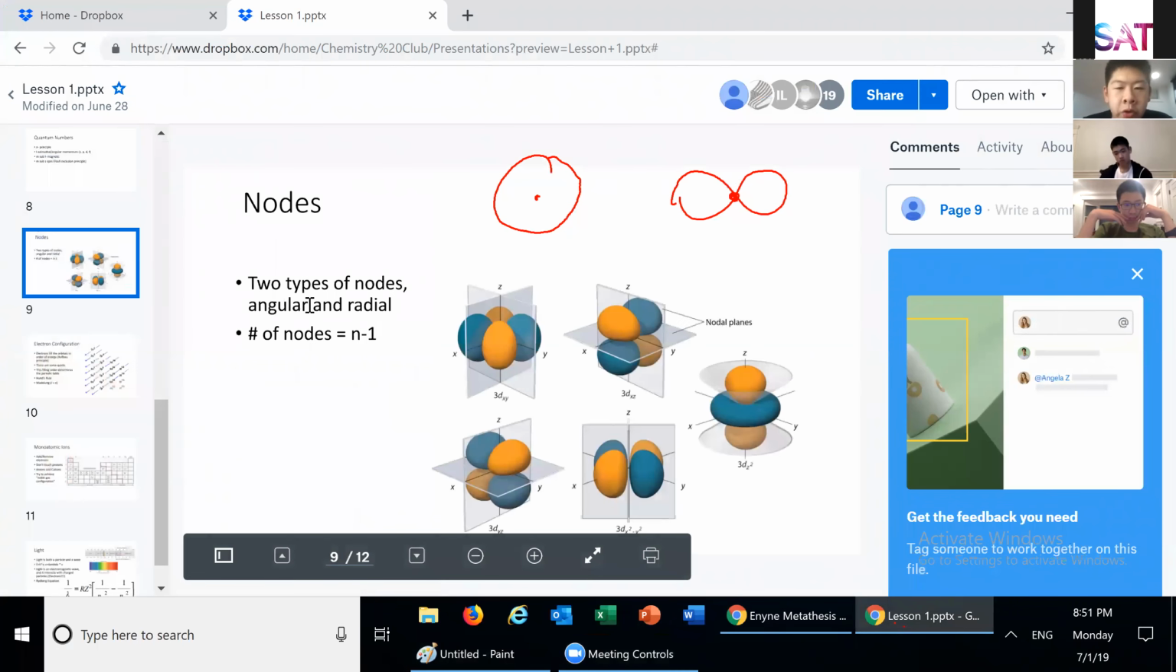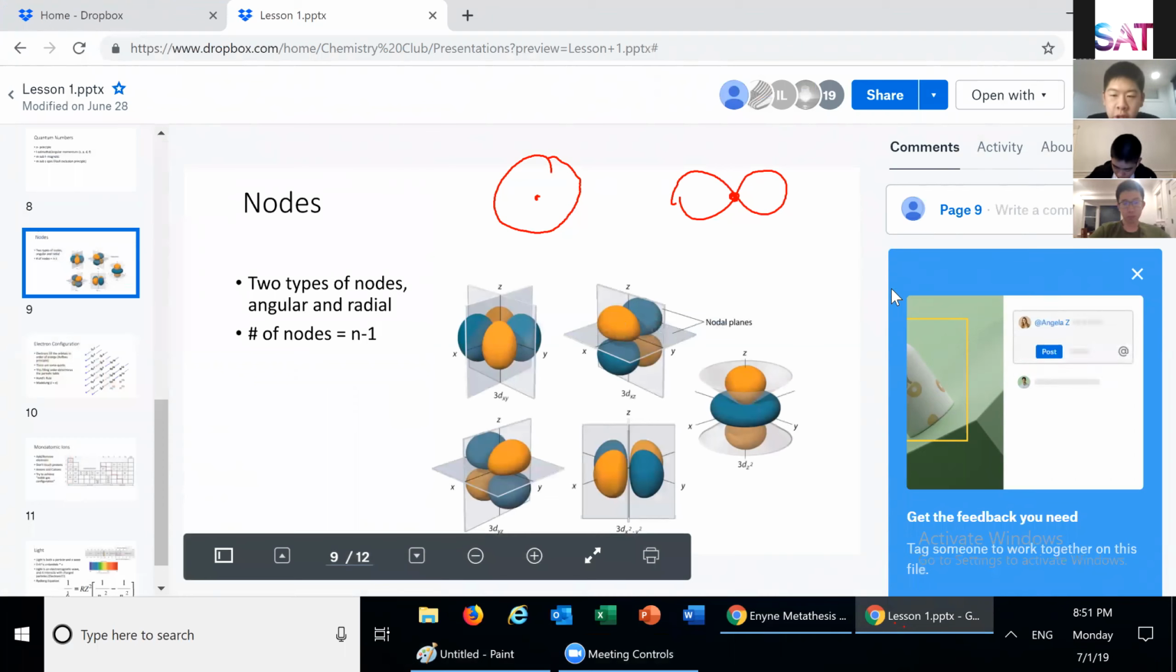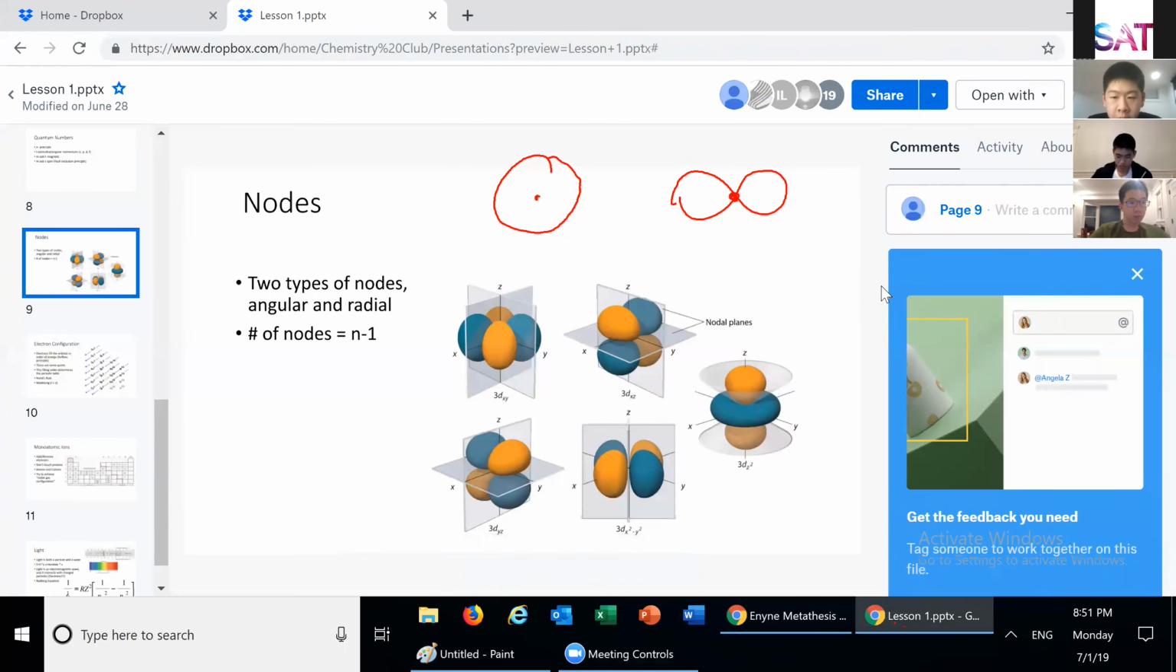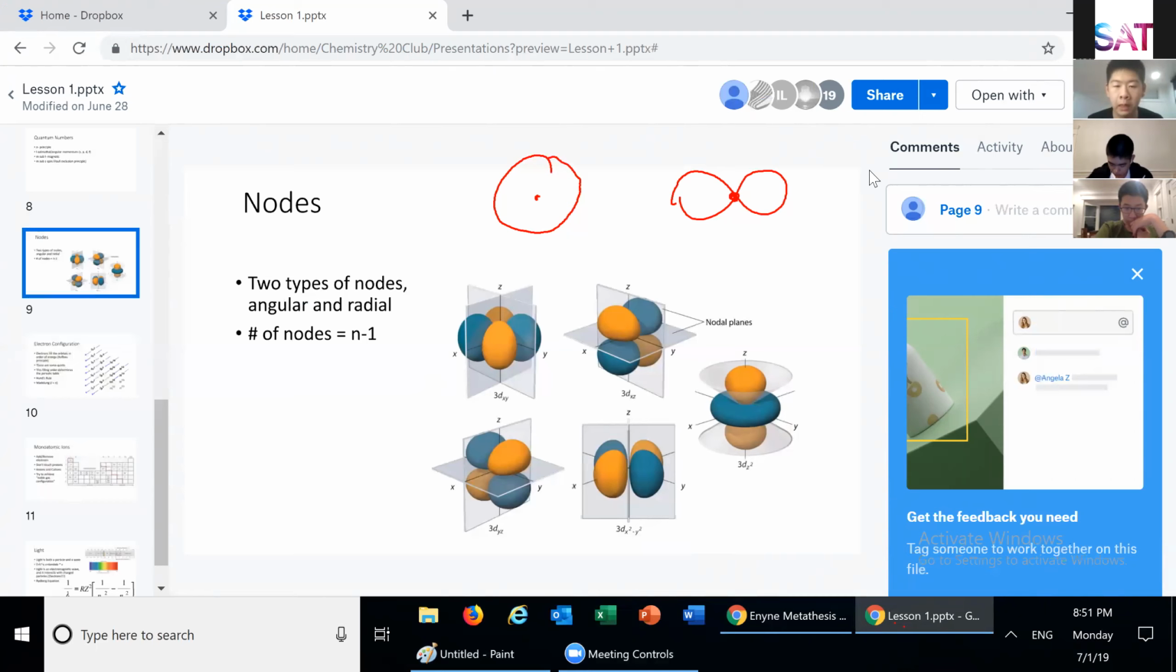Let's talk about nodes real quick. A node is an area where the electron density is 0. I'm not saying it's really small, it's just 0. This means you're not going to find electrons at a node. There are two types of nodes: angular nodes and radial nodes. Radial nodes say that at some distance from the nucleus, there will just be 0 electron density. I think a picture might be helpful, I'll draw a picture later.